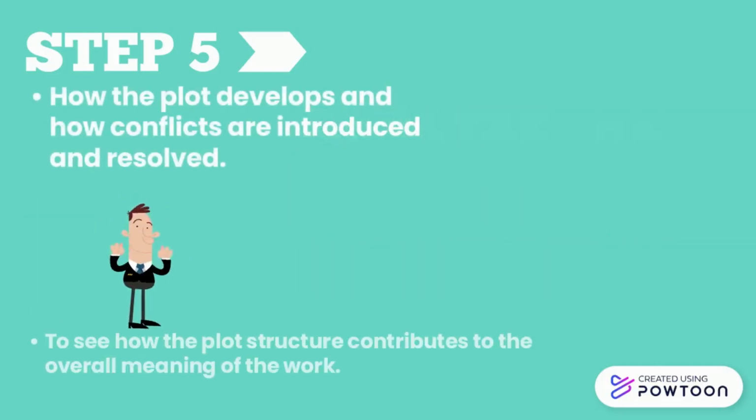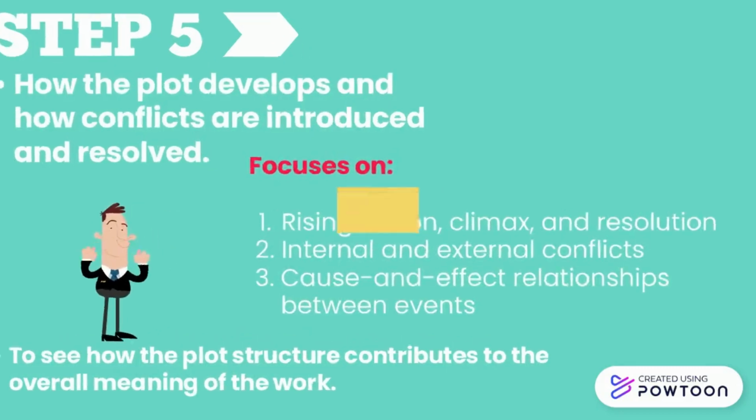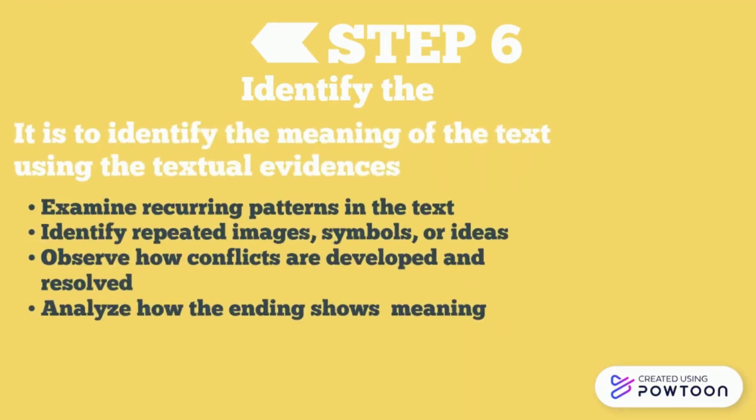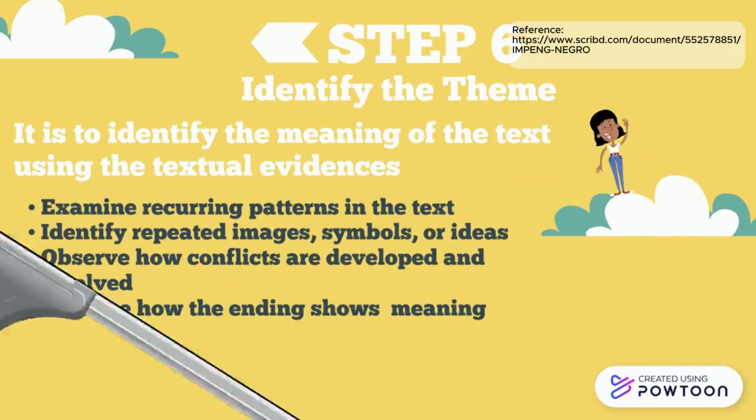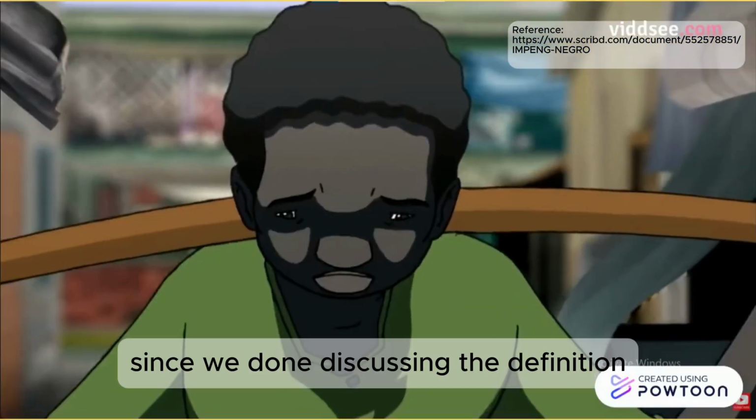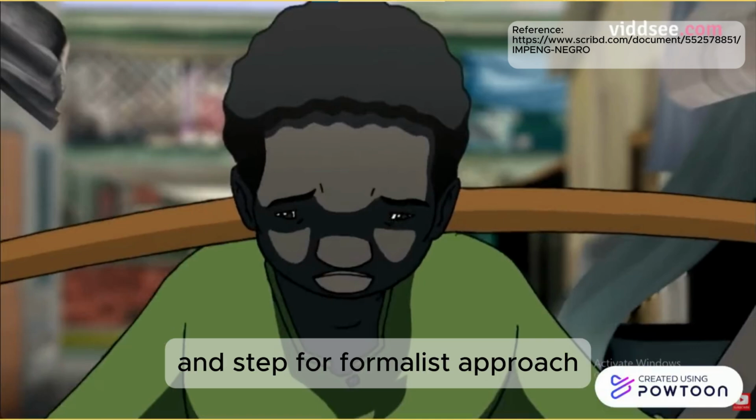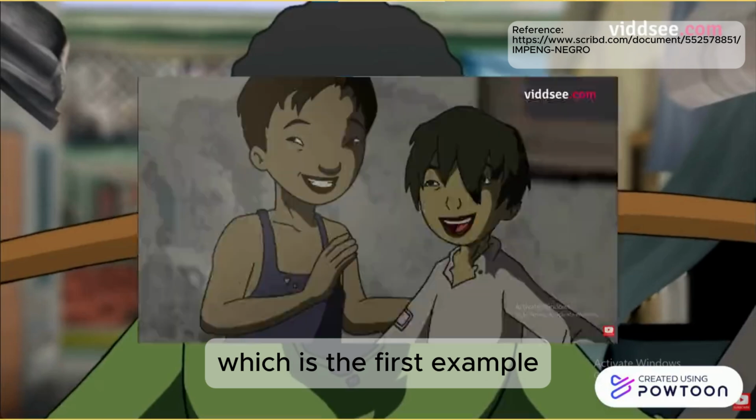In the formalist approach, we should also focus on the plot to see how the plot structure contributes to the overall meaning of the work. Step 6. We should identify the theme, so we can examine how they are developed and resolved and analyze their meaning behind the story. Since we're done discussing the definition and steps for the formalist approach, let's apply it to a real context, which is the first example.